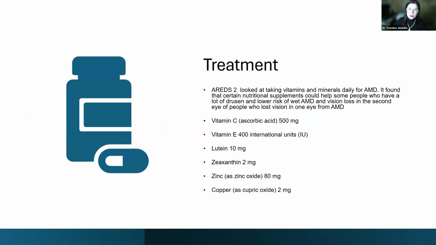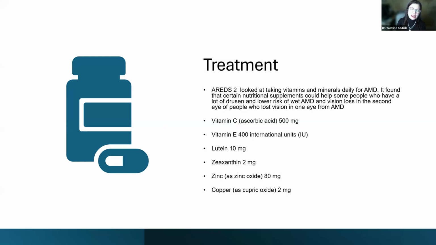So the AREDS 2, that was the Age-Related Eye Disease Study 2, that was preceded by the AREDS 1, looked at taking vitamins and minerals daily for AMD. Basically what they found is that some nutritional supplements could help some people who have lots of drusen and lower the risk of wet AMD and vision loss in the second eye in people who lost vision in one eye from AMD. So usually if a patient lost one eye due to AMD, the GPs can prescribe this, I hope.